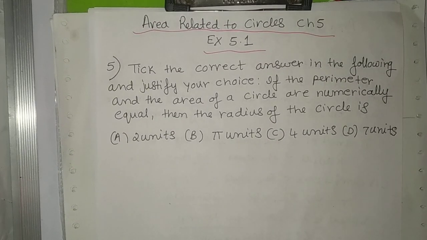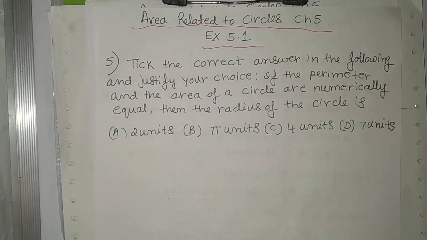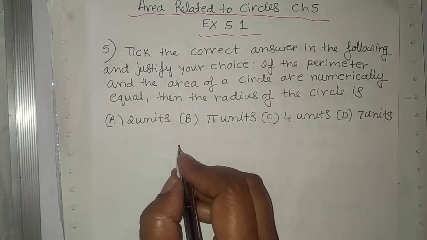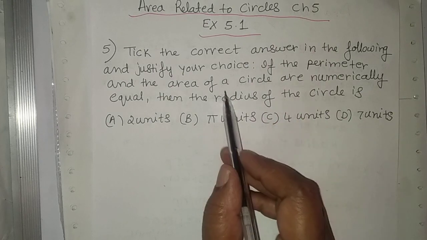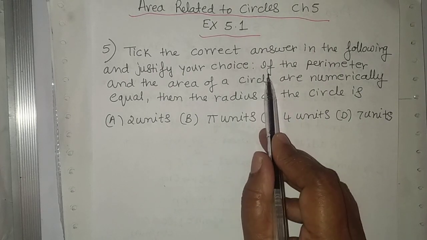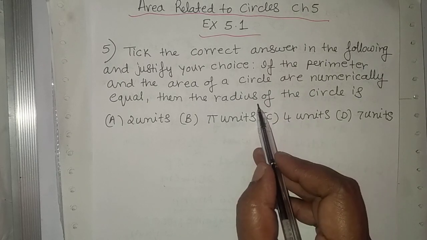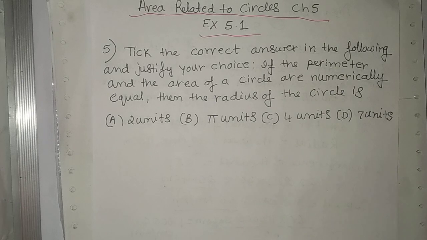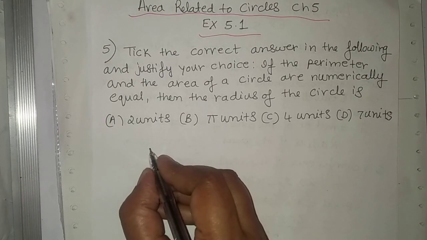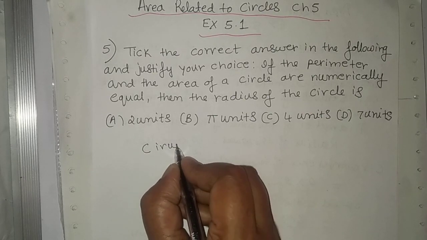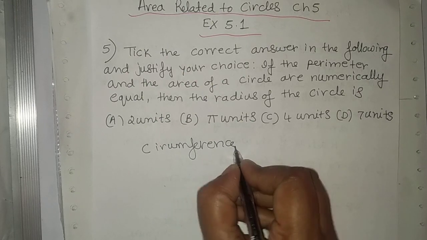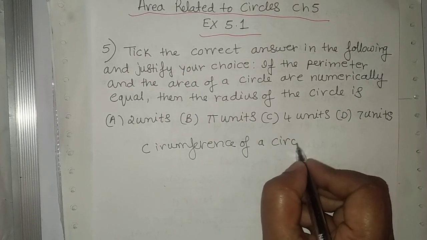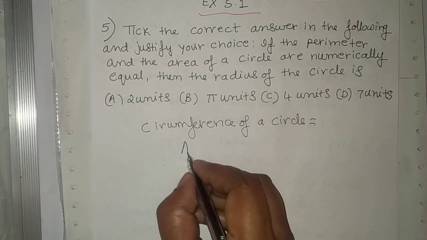So this is the fourth one. Then we move on to the fifth problem. What is the fifth problem? Tick the correct answer in the following and justify your choice. If the perimeter and the area of the circle are numerically equal, then the radius of the circle is: 4 options are given. We have to take the correct answer and justify. So the first step is: the circumference of a circle is equal to the area of the circle.